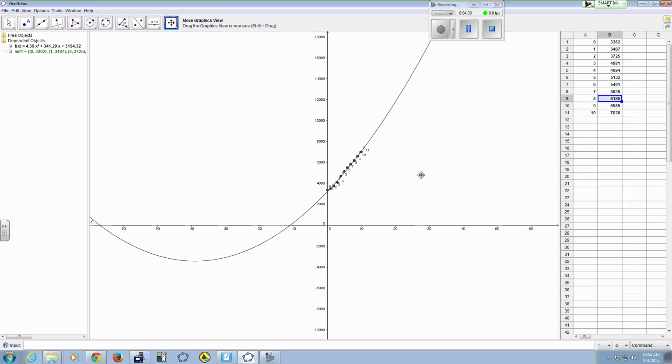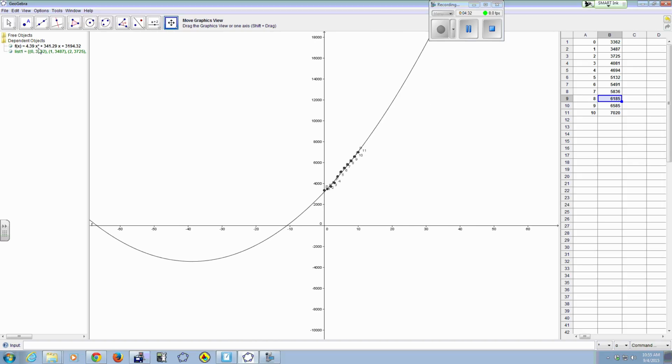Quadratic, yeah. So notice here's what they're saying it would look like: 4.39x squared plus 341x plus 3194 if we round, and that's what you're going to see on the next page. So you can see here that you can't just look at the data, and you can look at it and you can say, yeah, and maybe a line would be a good fit as well.